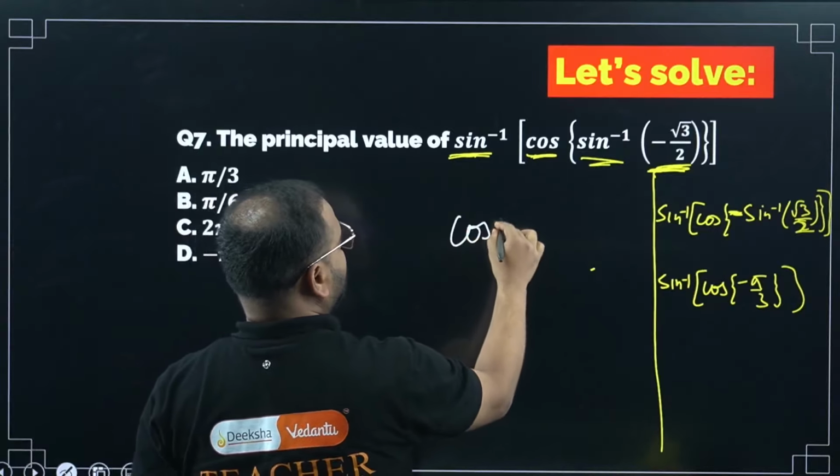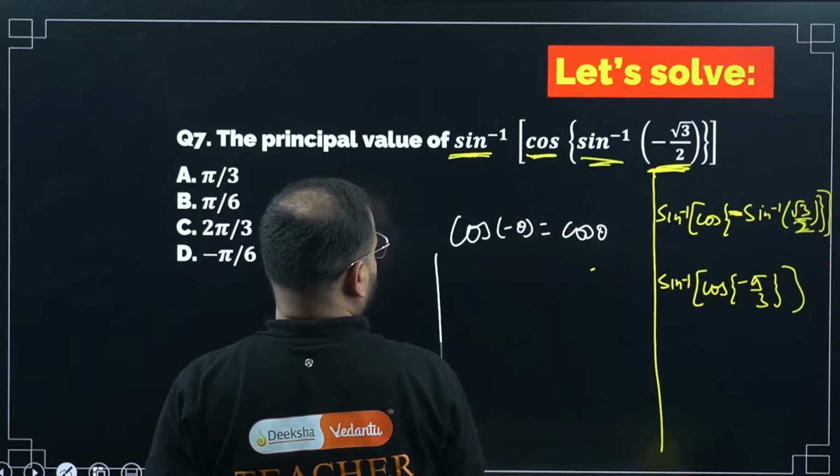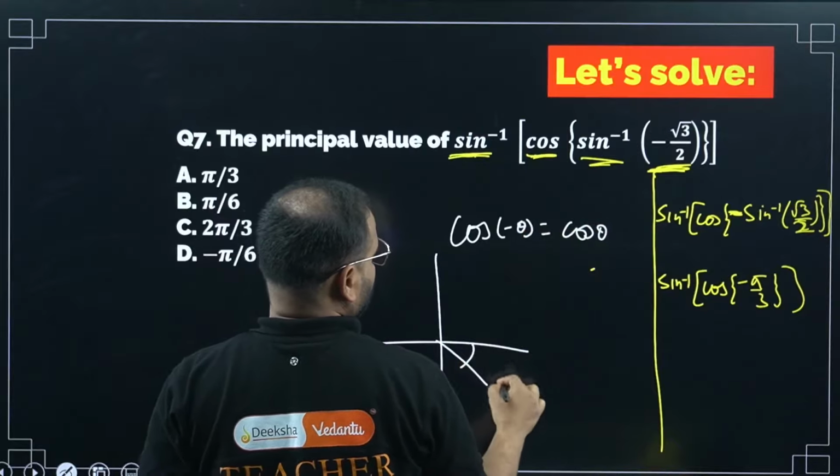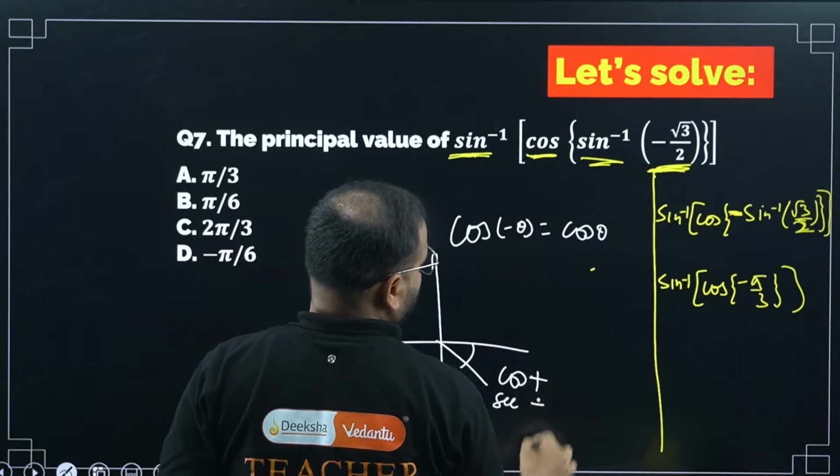Again a new concept. Cos of minus theta is what? Remember, just cos theta. Why, sir? Fourth quadrant. In the fourth quadrant, what happens? Cos and sec are positive.